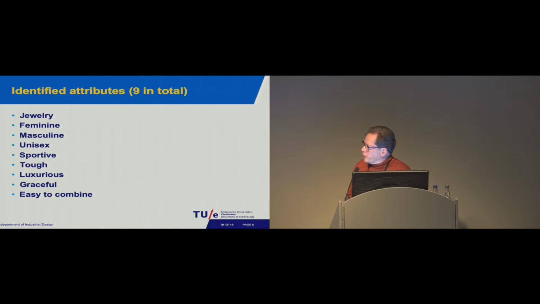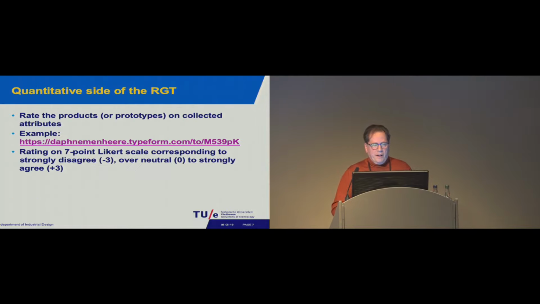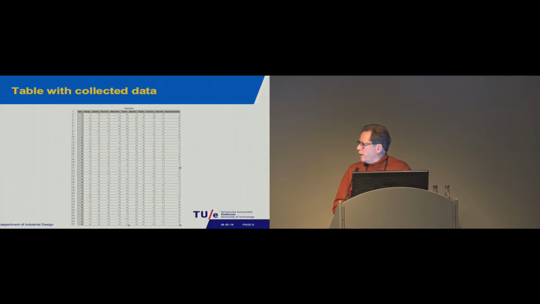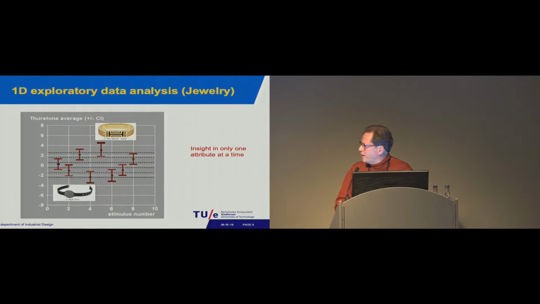These were the 9 constructs that participants came up with, and then we did a somewhat larger questionnaire online, asking a number of people to rate their disagreement or agreement with statements like, this bracelet is luxurious, is a piece of jewelry, or whatever. Do you disagree or agree with that? If you want to see more about the example, you can find it online. And this is what you get. Very nice to look at, but not very informative.